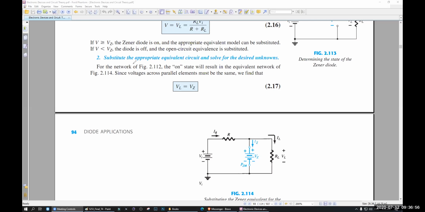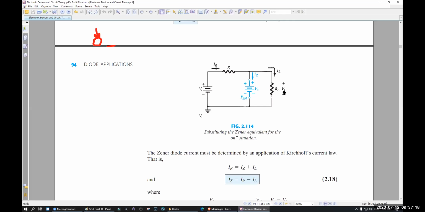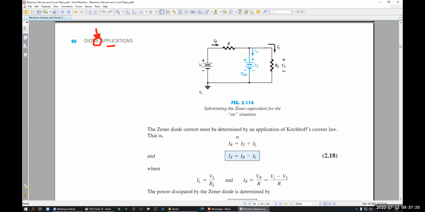So let's consider the Zener is on. If the Zener is on, V cannot be bigger than VZ, because when the Zener is on, V becomes fixed. V becomes equal to VZ. So we can say VL is equal to VZ. In that case you have a current IR, and IR will be IZ plus IL. So IZ is equal to IR minus IL.